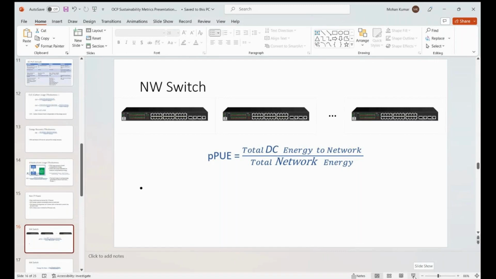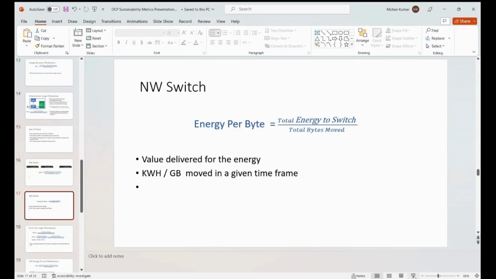So I was thinking about network switches, and the energy that we're supplying to the network. If you think of it as a partial PUE, network has to be measured differently, right? Your total energy to the switch divided by the amount of bytes that you move is the value delivered per unit of energy. That's what a network switch should be measured by.